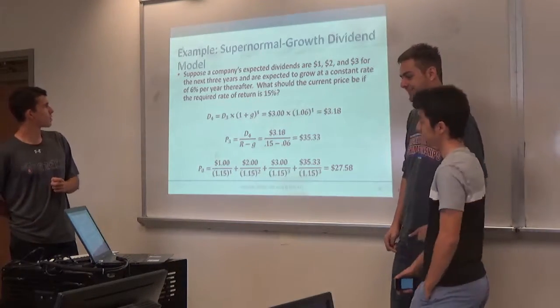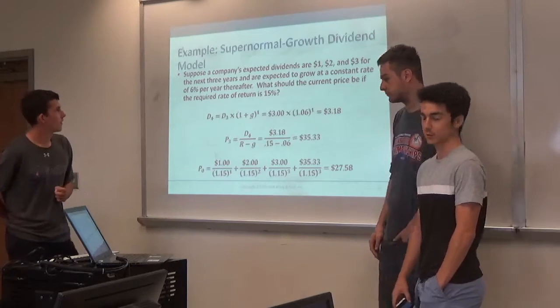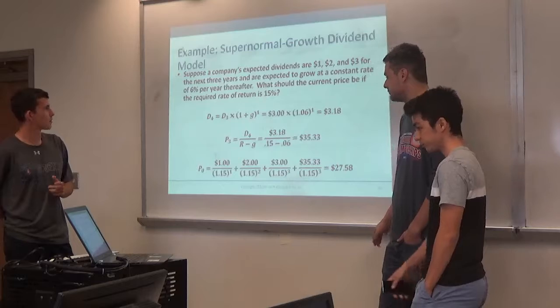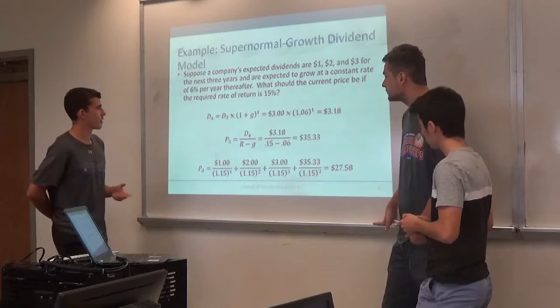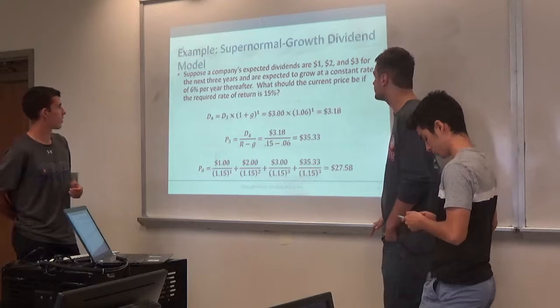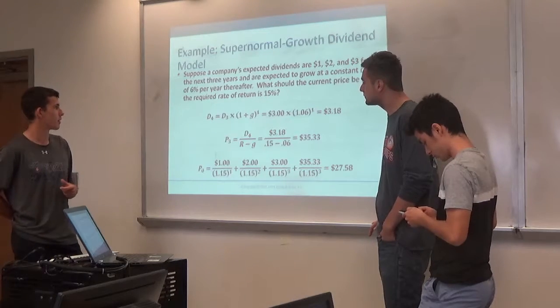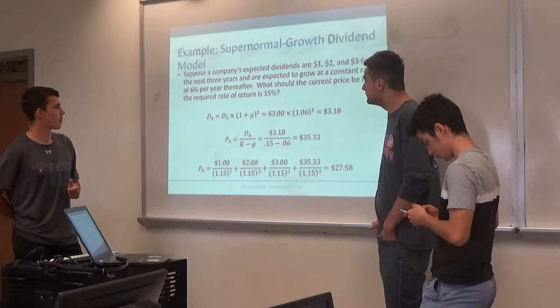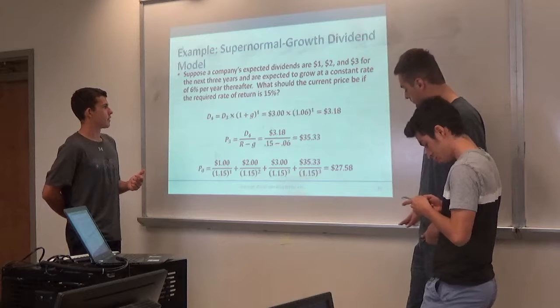Is this one of the questions? Yeah, now we're on to the homework problem examples. Here we have an example of a supernormal growth dividend model. The question is, suppose a company's expected dividends are $1, $2, and $3 for the next 3 years and are expected to grow at a constant rate of 6% per year thereafter. What should the current price be if the required rate of return is 15%?